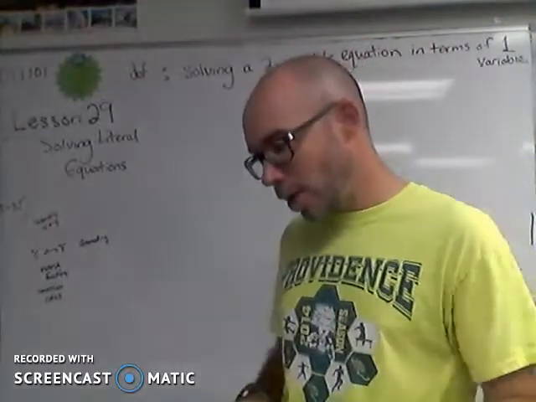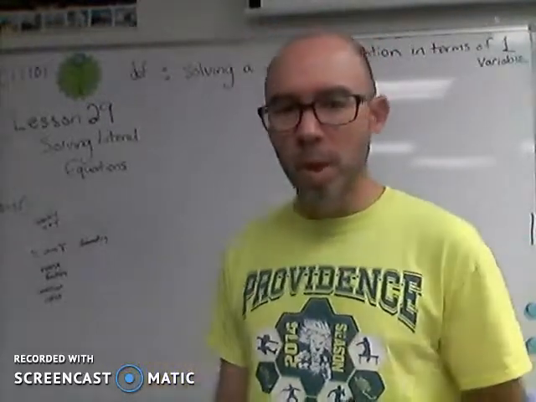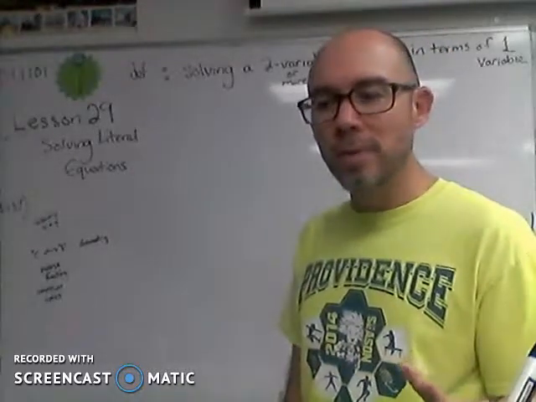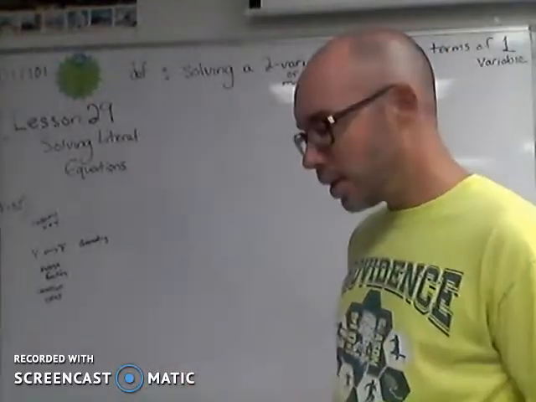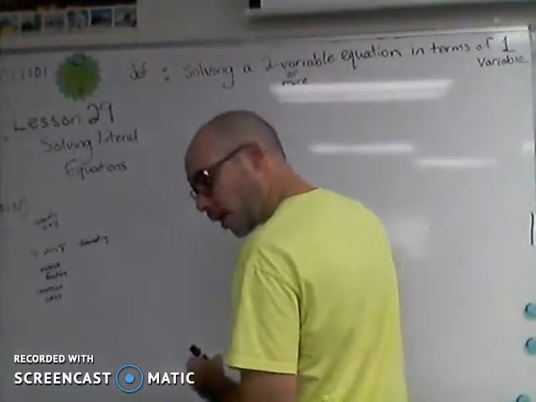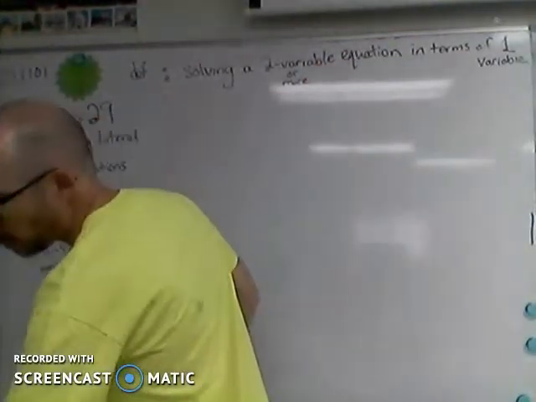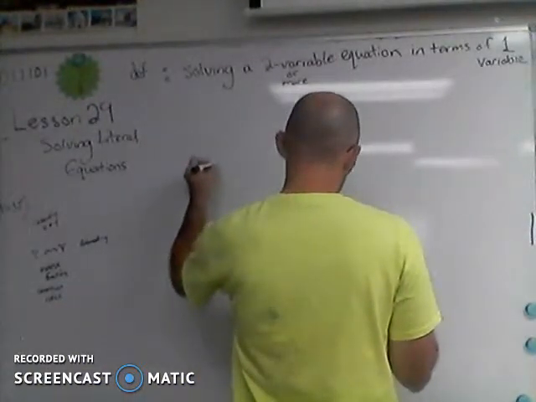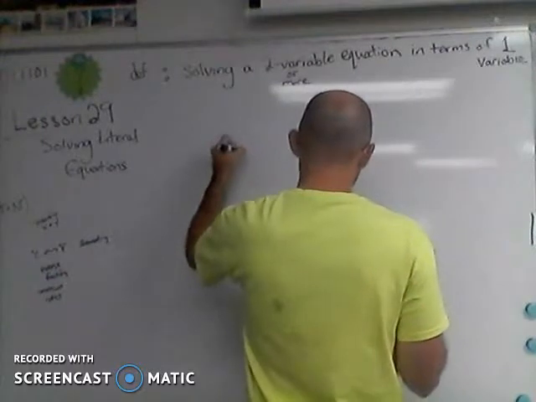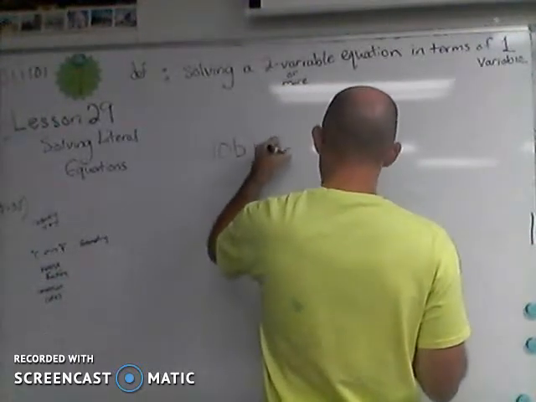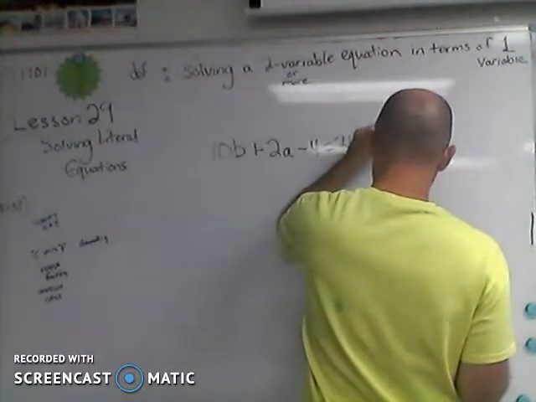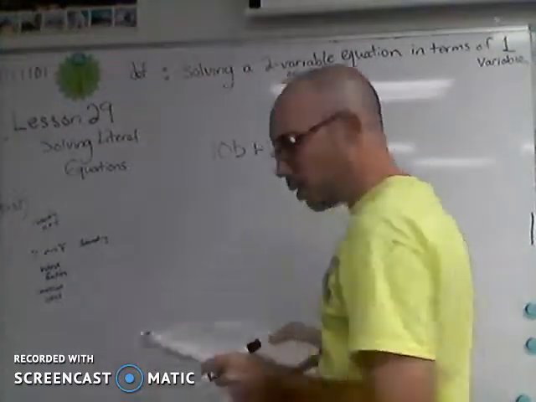So let me give you one that's just real straightforward and just algebra, okay? Then we'll talk about the more practical ones, converting from one type of measurement into a different type of measurement. So I'll take a first example out of the reteaching. 10b and 2a minus 4 equals 3b and a.